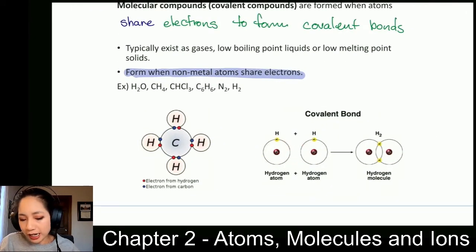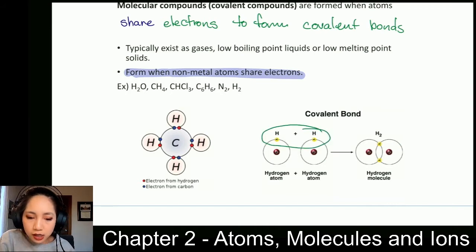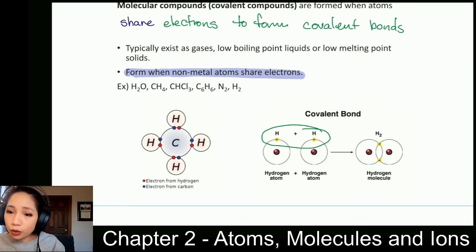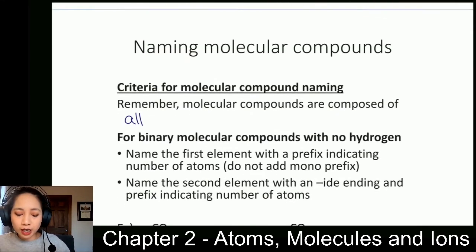All right, so in an example here, we have two hydrogen atoms, each with one proton and one electron. And so when two hydrogen atoms come together to form a hydrogen molecule, you can see essentially we're taking these unpaired electrons and sharing them to form that covalent bond that holds that molecule together. Okay, so let's talk about naming of these compounds.